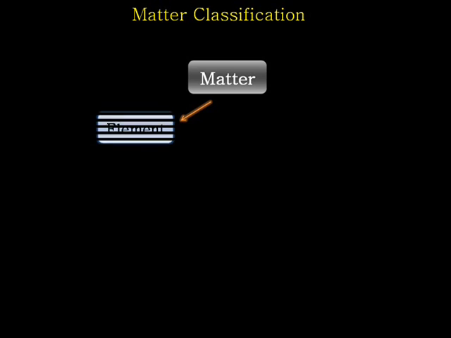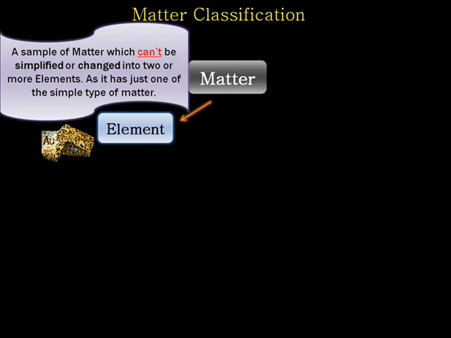Now that we know the basics of the atom and its structure, let's go back to matter again. Now we'll see how matter can be classified. Matter is divided into 2 basic types, the first being the element. This is the type of matter which cannot be simplified or changed into 2 or more elements because it has just one simple type of matter. The example we see here is gold. Gold can't be broken into different elements because it's just one single element.